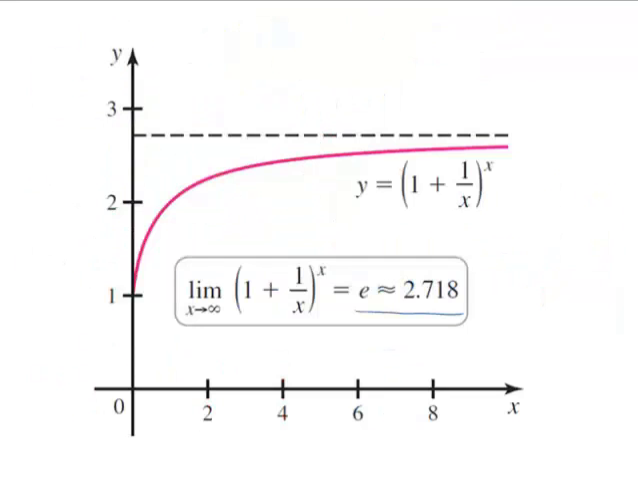What we just found here was that the limit as x approaches infinity of this function is e. And you can see the graph here, and as we get larger and larger with x, we are getting closer and closer to this number, 2.718 and so forth.